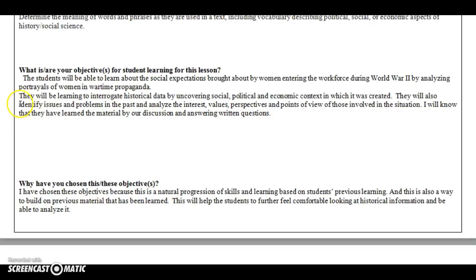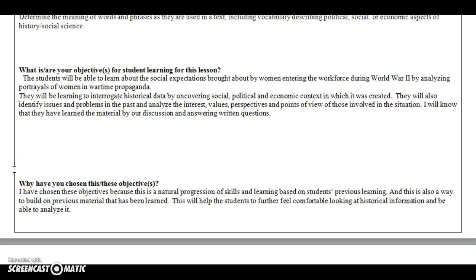They will be able to learn to interrogate historical data by uncovering social, political, and economic context in which it was created. They will also identify issues and problems in the past and analyze the interests, values, perspectives, and points of view of those students involved in the situation. I will know that they have learned the material by our discussion and answering written questions.